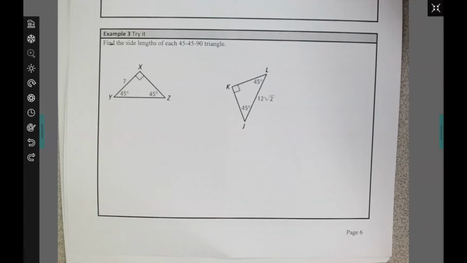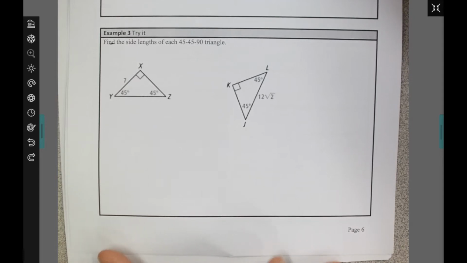Right, today we're going to look at special right triangles. So you have 45, 45, 90s and 30, 60, 90s that we're going to look at. The other day we looked at the Pythagorean theorem, where if we had a right triangle, we were able to find a missing side using a squared plus b squared equals c squared. And still, that's probably going to be your go-to method.